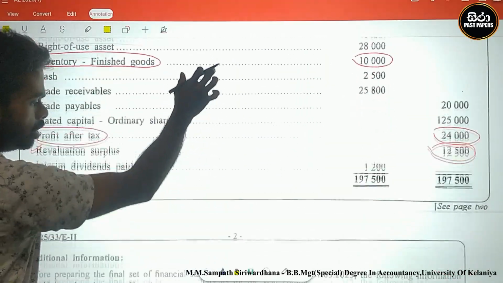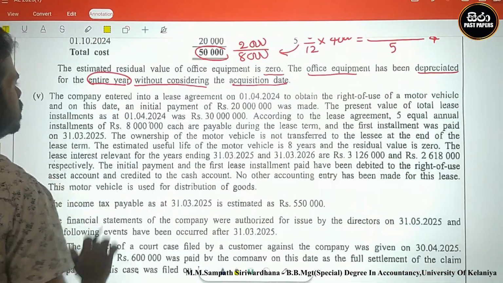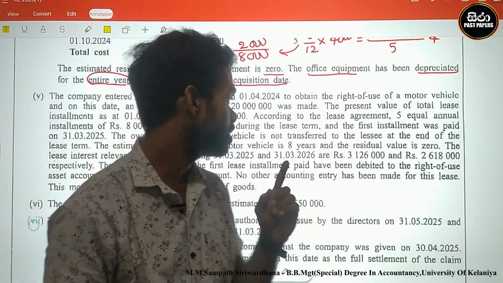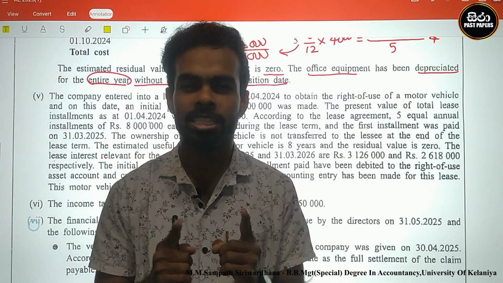Therefore, in the next video we must meet another adjustment. This is the lease agreement. This is adjustment number 5. In the next video we meet the lease adjustment.